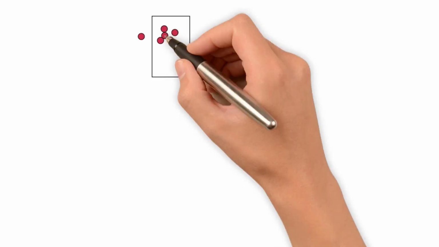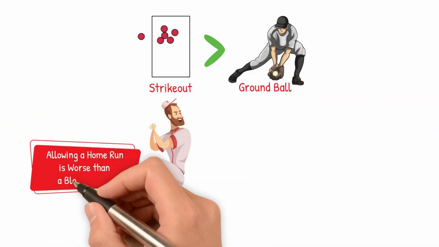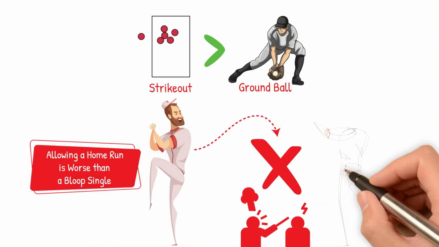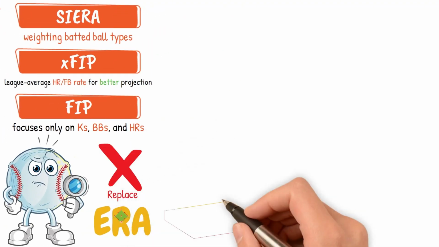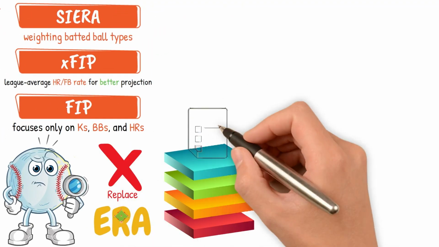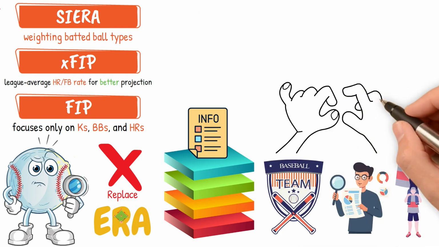It told us a strikeout is better than a ground ball. A pitcher allowing a home run is worse than a bloop single, and pitchers shouldn't be punished for bad defense behind them. These stats didn't replace ERA, they added layers to it based on the new readily available information that teams, analysts, and fans alike began to have access to.